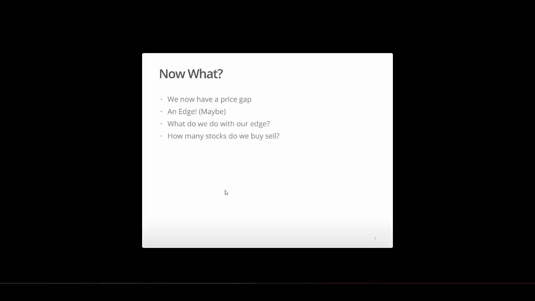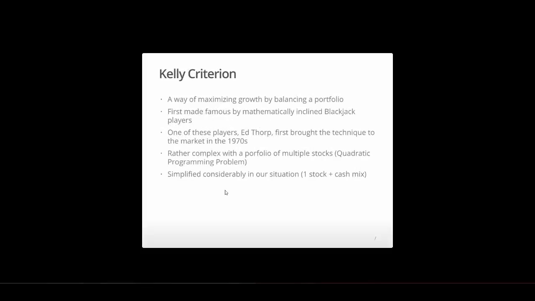What do we do in terms of making a decision? Should we buy? Should we sell? Should we hold? Should we short? And that's where the last model comes in, and that's using something called the Kelly criterion. The Kelly criterion is a technique to maximize growth by balancing a portfolio properly.